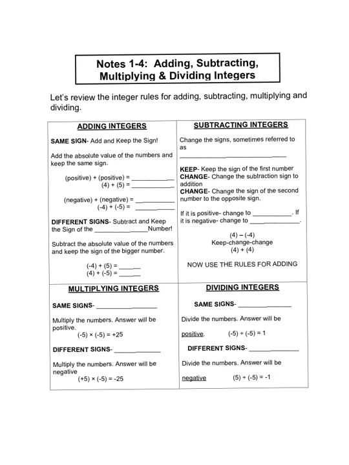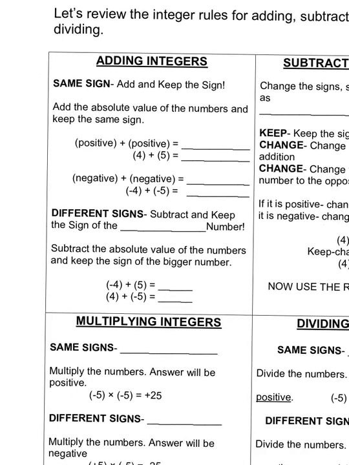If it has the same sign, add and keep the sign. We're adding the absolute value of the numbers to keep the same sign. So if we have a positive number plus a positive number, it will result in a positive answer. For example, 4 plus 5 is 9. Positive, positive. Then we have a negative plus a negative. That will result in a negative answer. So negative 4 plus negative 5, you simply add the 4 and the 5, 9, and the answer will be negative.